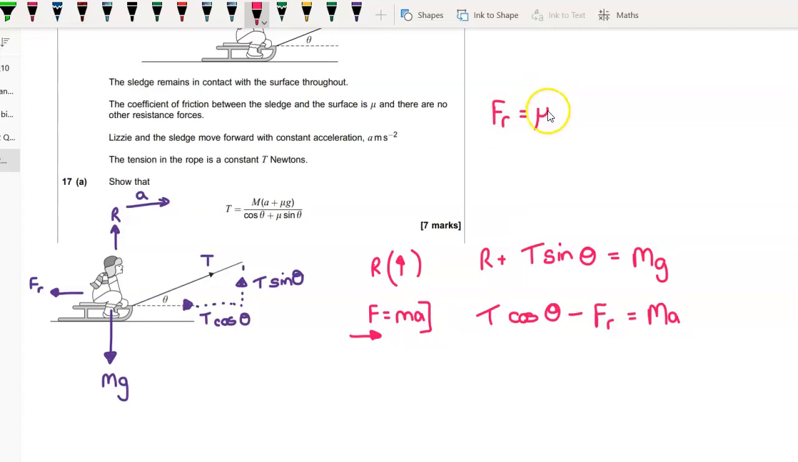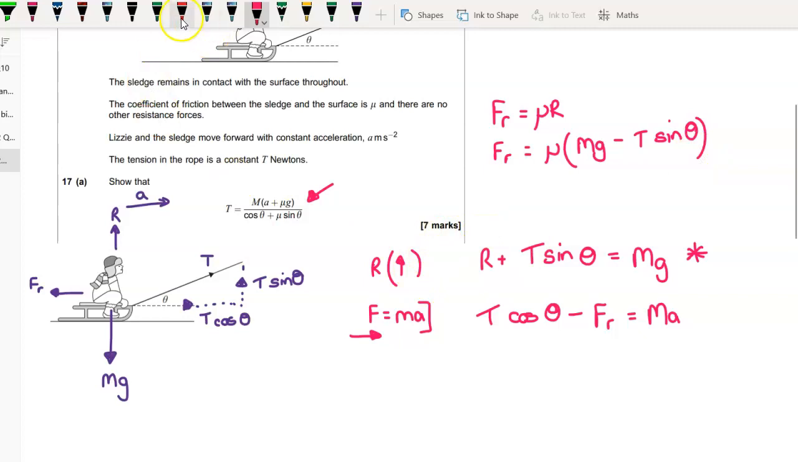Friction is equal to mu times R. Now, if you look over here, we haven't got a friction or an R in there. So how are we going to find this then? Friction equals mu times R. Now, R is equal to mg minus T sine theta, if we rearrange this one. So our friction is equal to mu times (mg minus T sine theta).